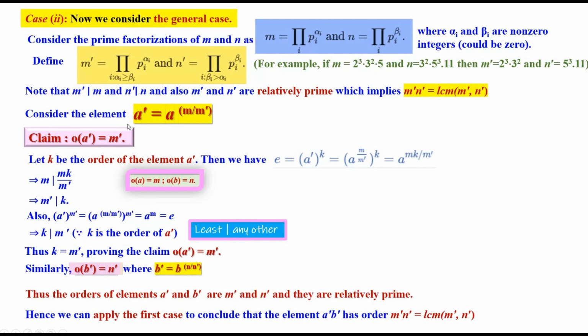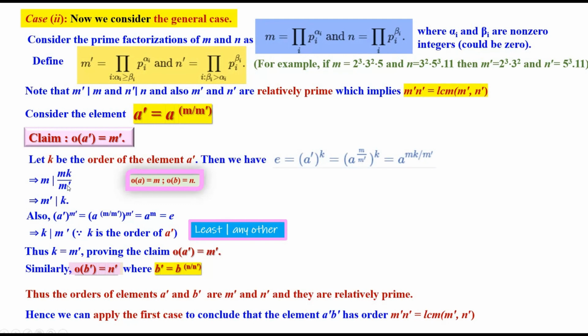Now we introduce another element a prime, which is a raised to m by m prime. We shall claim that the order of a prime is m prime. For this we shall take k to be the order of this element a prime. Being the order, it is the least positive integer. So we consider e, which is a prime raised to k, and a prime is nothing but a raised to m by m prime. So this is rewritten as a raised to mk by m prime. Now this is equal to the identity, and the order is the least positive integer, so it must divide any other such integer.